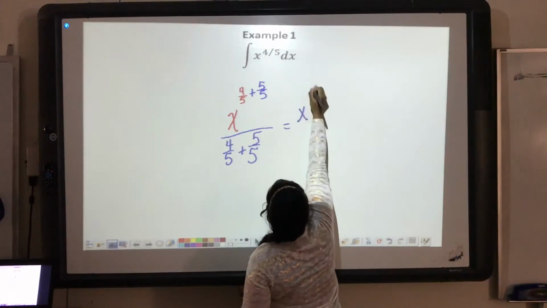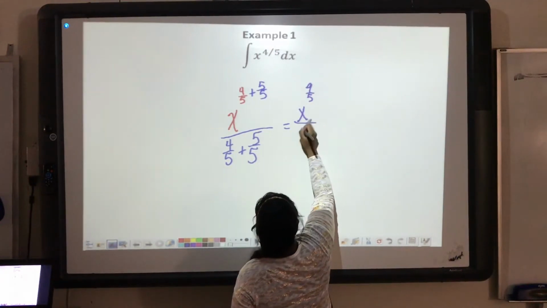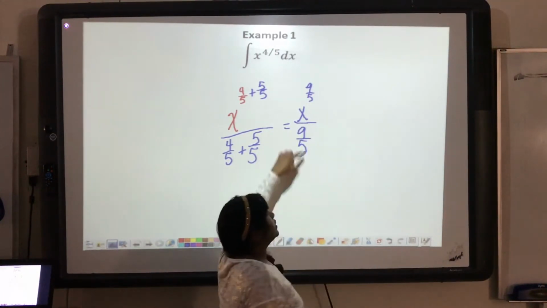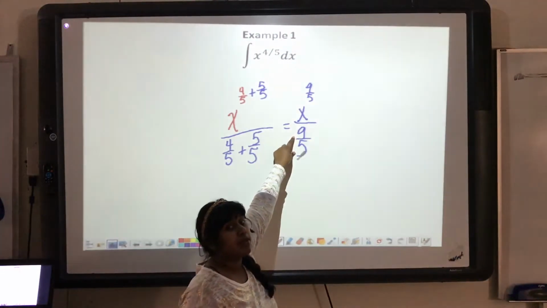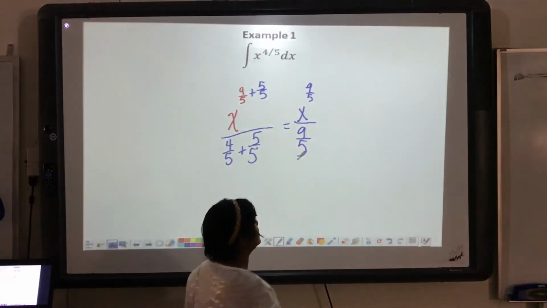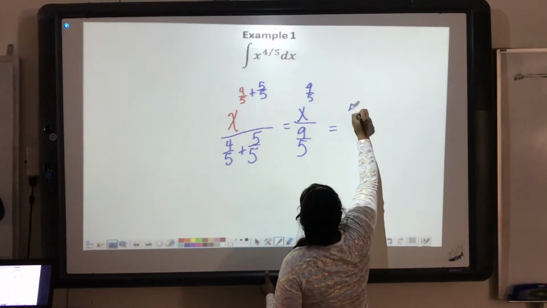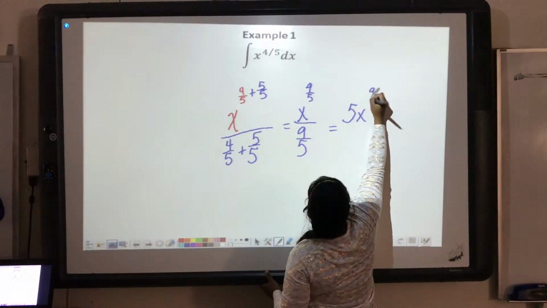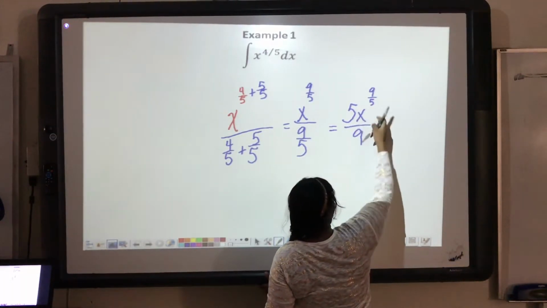So that becomes x to the 9/5 all over 9/5. Here's that fraction on bottom I was talking about. So I'm just going to flip it, drag it to the front, and that becomes 5x to the 9/5 over 9.